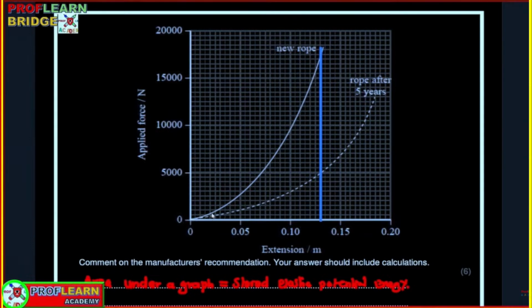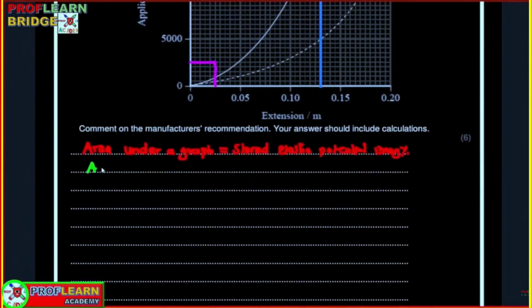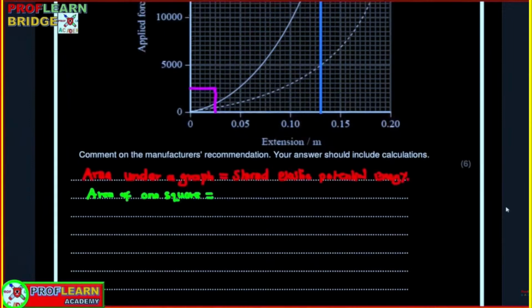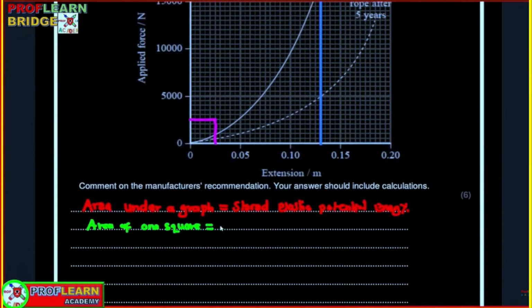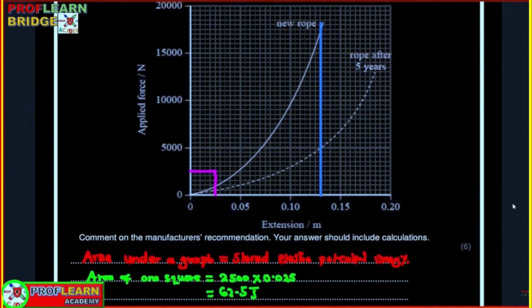So first, let's find the area of one big square. If you work out the area of one square, you can see now that it is 2500 by 0.025. Then the area becomes 62.5 joules. So then now we're going to count the number of squares below the new rope.